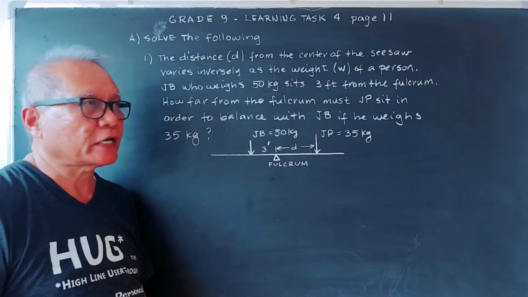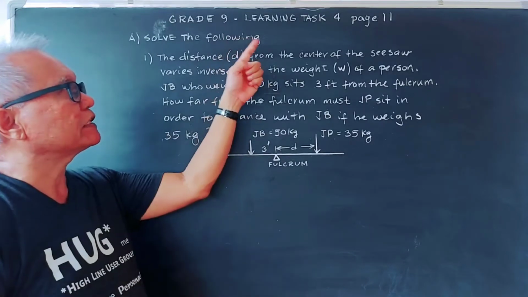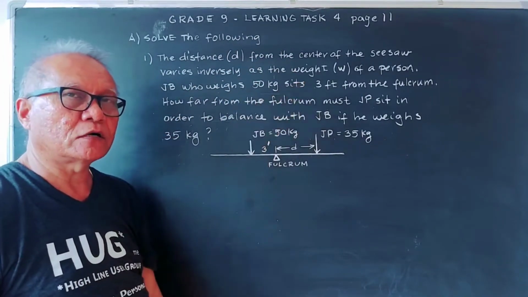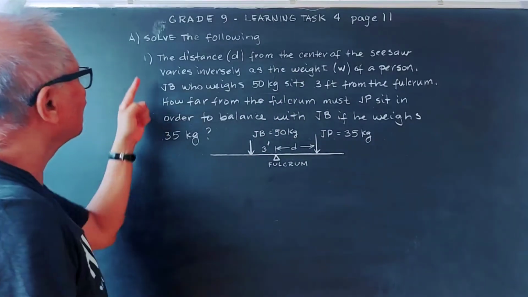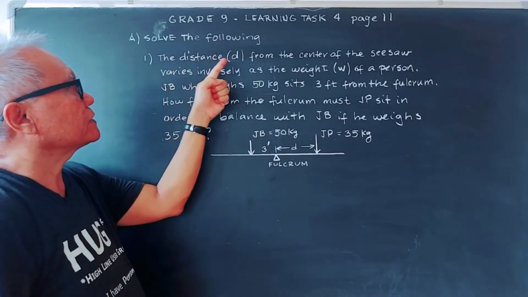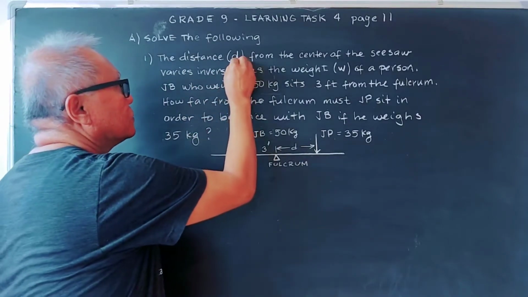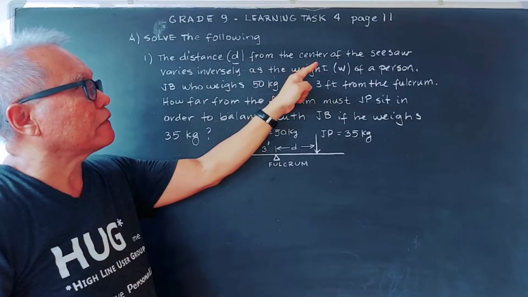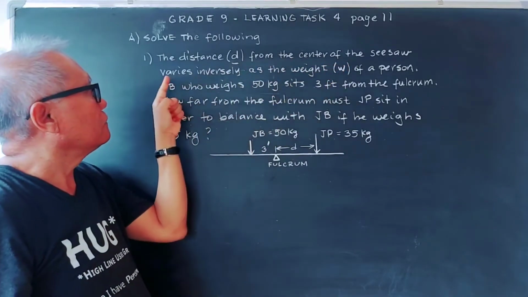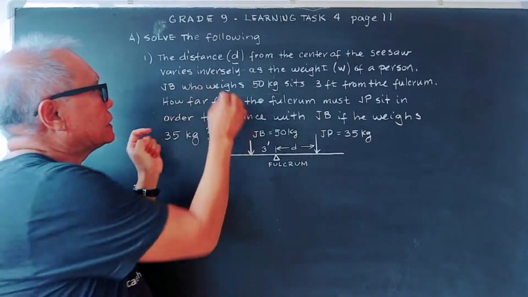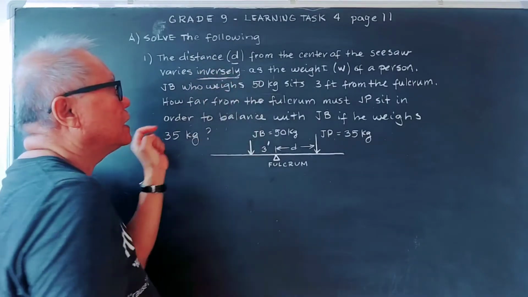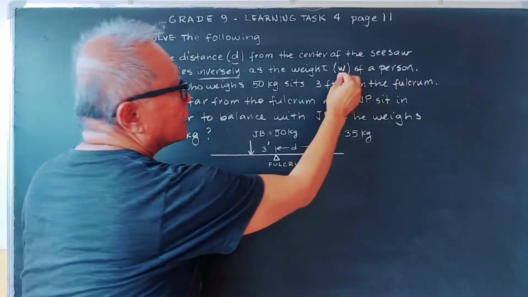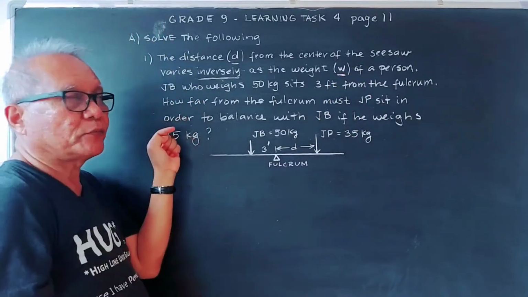Ngayong araw na ito ay magsosolve tayo ng learning task 4A on page 11 about variation. So, problem number 1, the distance D. Tingnan nyo yung small letter D, that is for distance, from the center of the seesaw varies inversely. So, may inversely tayo dito, as the weight, and we have W for the weight there, of a person.